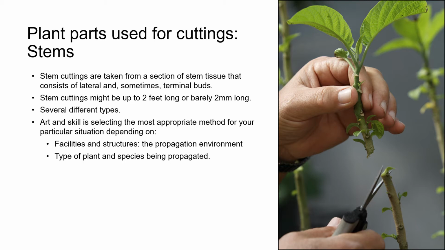Part of the art and skill of the propagator is selecting the most appropriate method for our particular situation, depending on the structures we have and the equipment to manage the propagation environment, and on the type of plant and species being propagated.